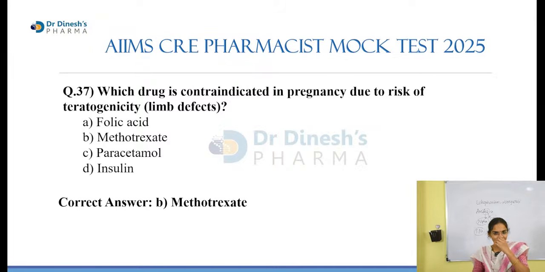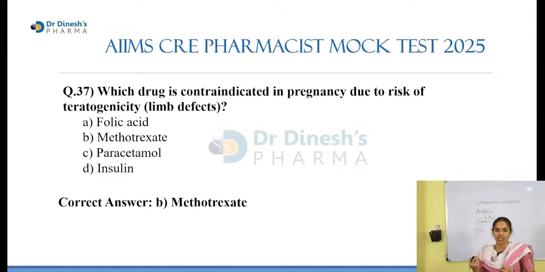I think if paracetamol is contraindicated in pregnancy, no one on this earth would get pregnant. No one would plan for pregnancy, because paracetamol is most widely used. We all, when there is a slight rise in temperature, immediately take one paracetamol, right? So if paracetamol is contraindicated, the earth will go numb. Zero population, right? Next is insulin.